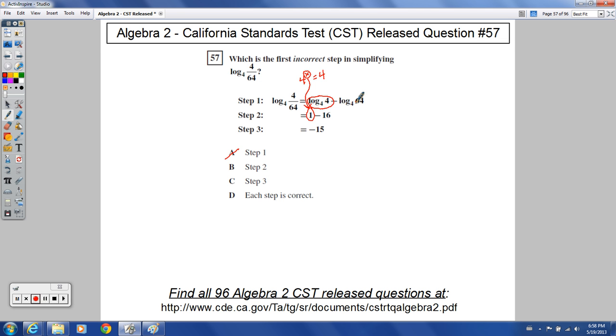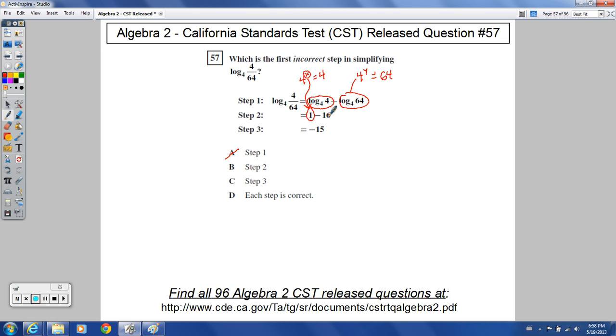So minus, and what you really have here is saying that you have 4 to some unknown power. I'll call it y this time instead, is equal to 64. Now is 4 to the 16th power equal to 64? That's what this is saying.